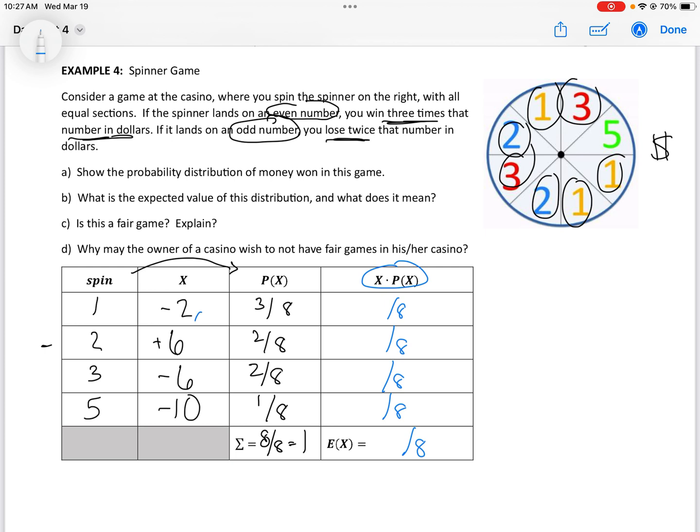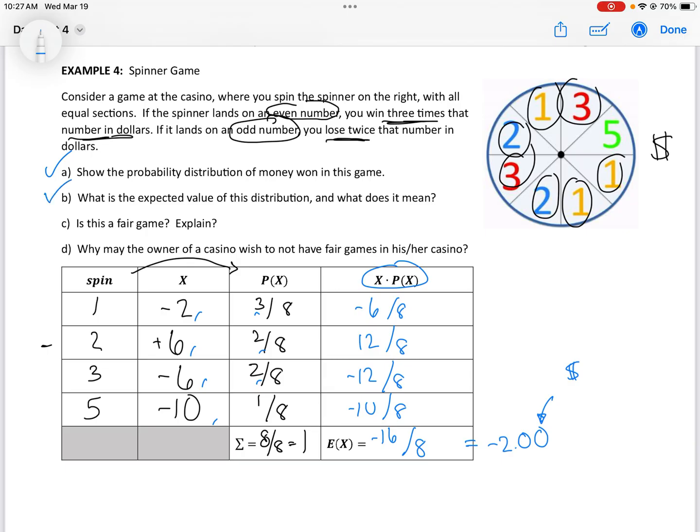So negative 2 times 3 is negative 6. 6 times 2 is 12. Negative 6 times 2 is negative 12. Negative 10 times 1 is negative 10. Okay, so I get negative 16 over 8, which is negative 2.00. I put this in because we're talking about money, and money in Canada goes to 2 decimals. So we've shown the probability distribution of money won in the game.